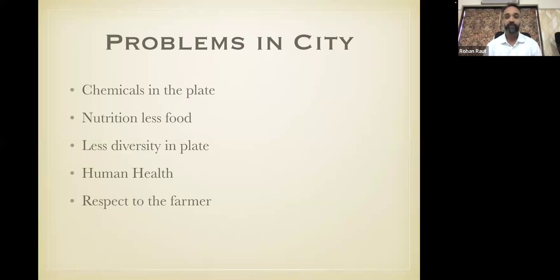For example, just write down the vegetables you are eating today. Ask your father what food he ate in his childhood. If you have grandparents, ask them what kind of vegetables or food they ate in their childhood. You will find there is a drastic decrease in the number of vegetables.